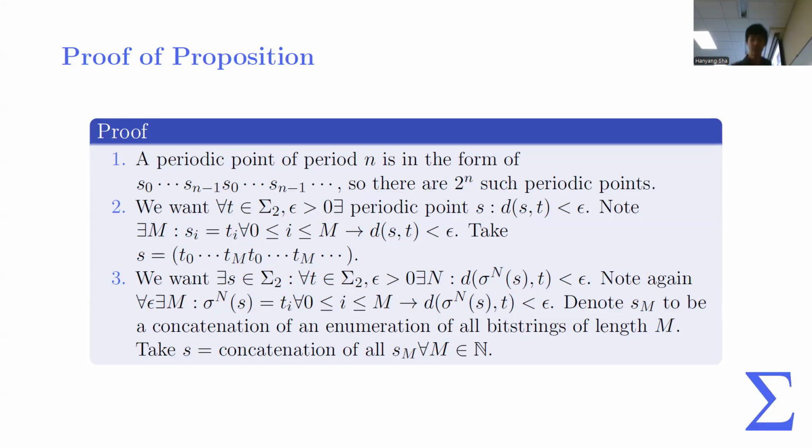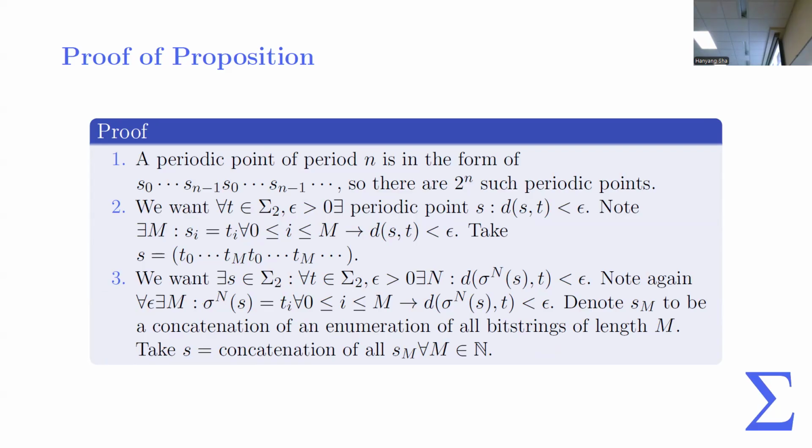And then the second thing we want to prove is that the periodic points are dense. Why is that? The definition of dense is that for all points in sigma 2 and for all epsilon neighborhoods of this point, we will have a periodic point inside this epsilon neighborhood.